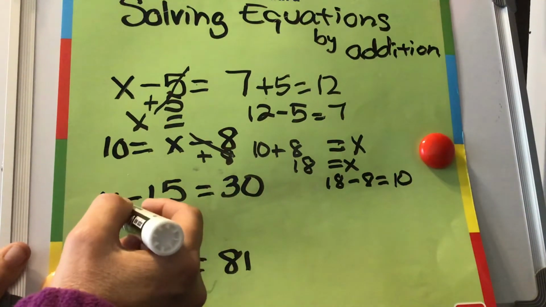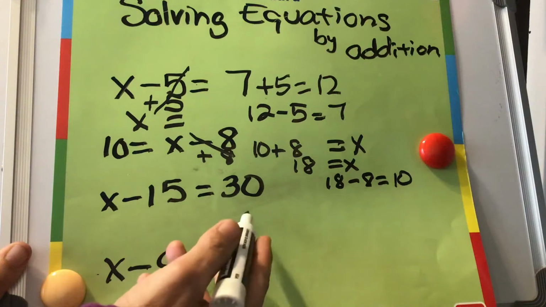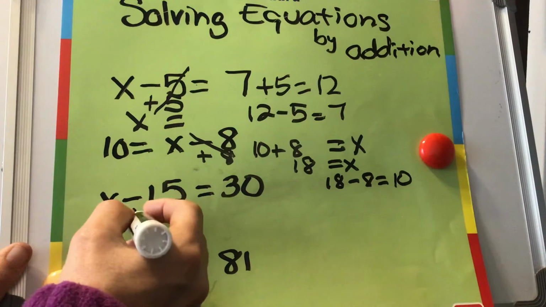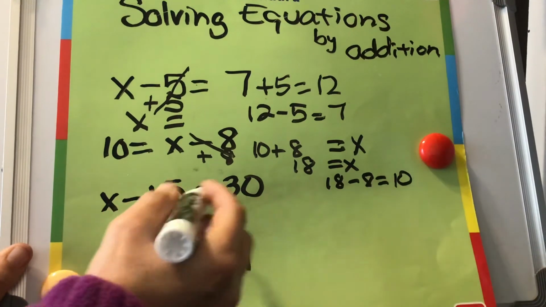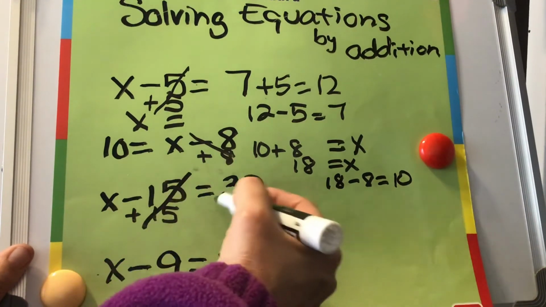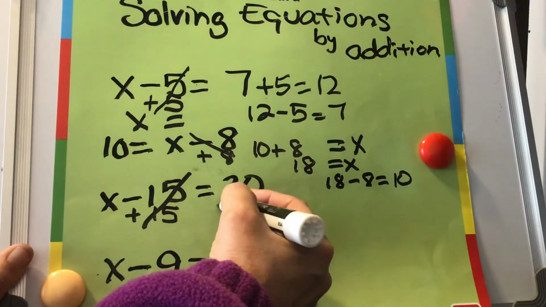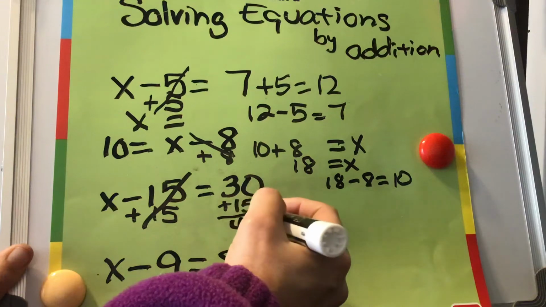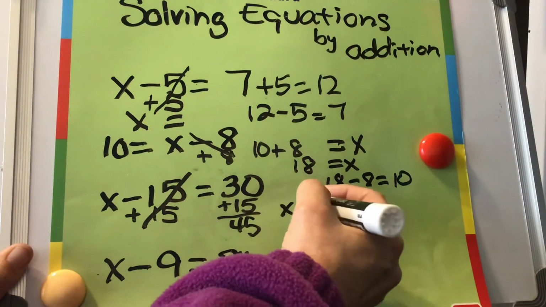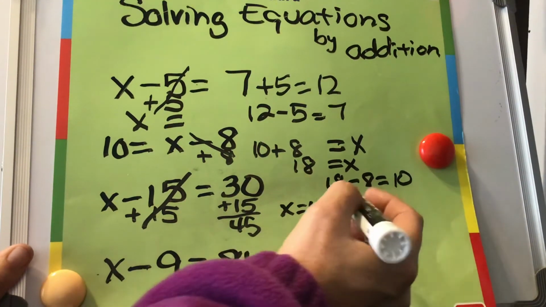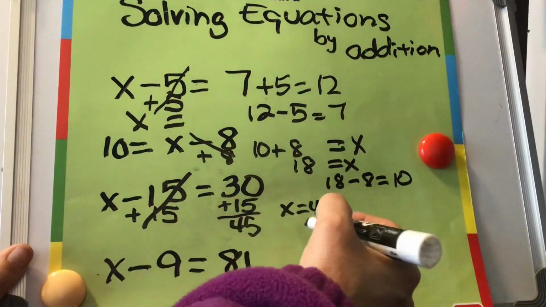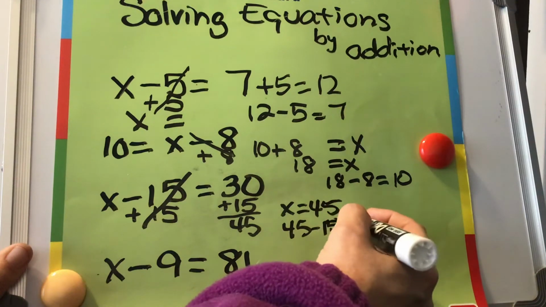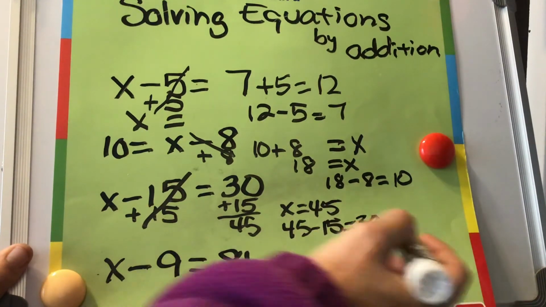Okay. So let's look here. You have x minus 15 equals 30. It's a subtraction, so I'm going to do the opposite. I'm going to add. Okay. Cross that out. And what I do to one side, I do to the other side of the equal sign. So what's left? You have x equals 45. Now let's see if that's right. So 45 minus 15 equals 30.